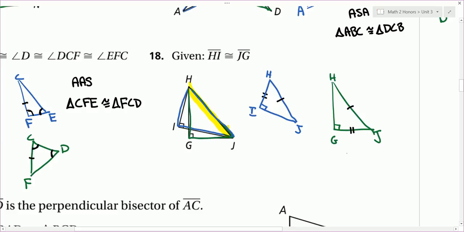These are both right triangles, corresponding congruent hypotenuse, corresponding congruent legs. So these are congruent by hypotenuse leg. And we can say triangle IJH is congruent to triangle, well, I is where the right angle is, so G. And then J, I to J, that's the side length that we don't know. So I'm going to go G to H, and then to J.